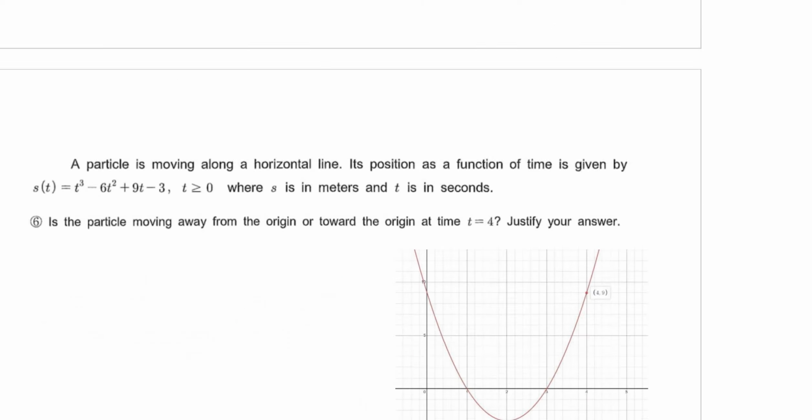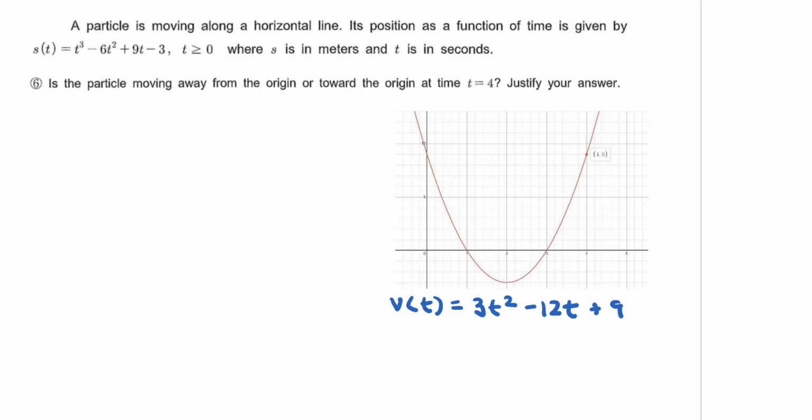Okay, let's move on to question number 6 here. Is the particle moving away from the origin or toward the origin at time t equals 4? Justify your answer. Okay, well, basically, in class we just mentioned that when you're moving away, that just means your velocity function is greater than zero, or what that really means is above the axes.